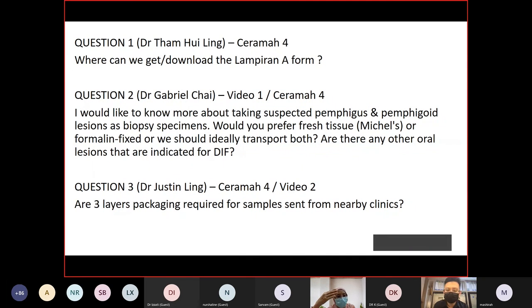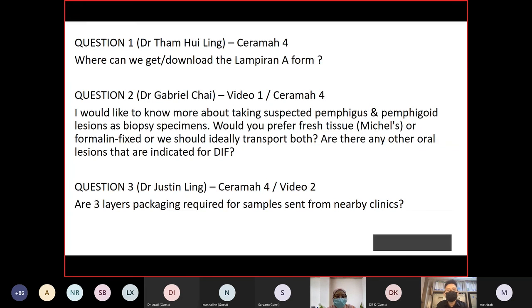Yes, the protocol here is that they must send both, because they want to assess whether the tissue is adequate or not. So they need one in formalin as well for H&E. Because there may be some problems when it comes to transportation to a different place. If you send only one and encounter any problem, then you don't have a backup for that.